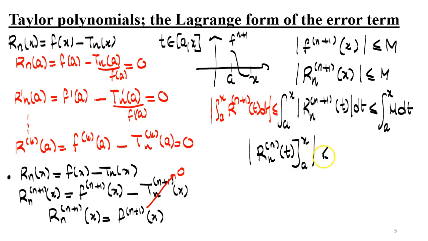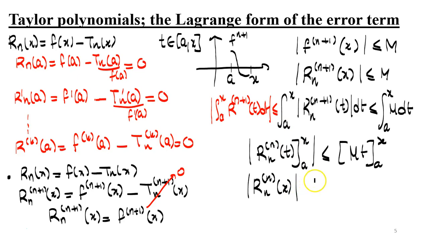Of course, that is in absolute value smaller than, now the antiderivative here is M times t between a and x. Now applying the bounds, upper bound minus lower bound, the derivative of order n of Rn at x minus the derivative of order n of Rn at a. However, we have seen here that the derivative of any order of Rn at a is in fact equal to 0. So we just drop the lower term, which is smaller than M times x minus a.